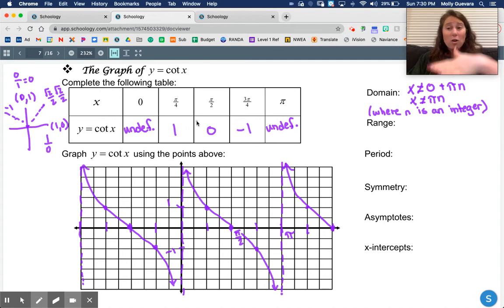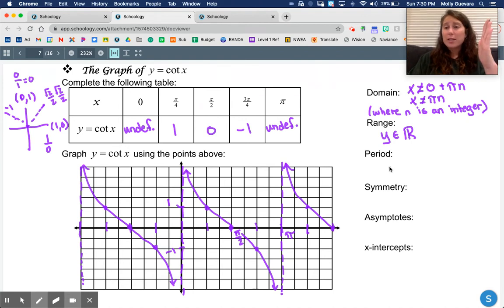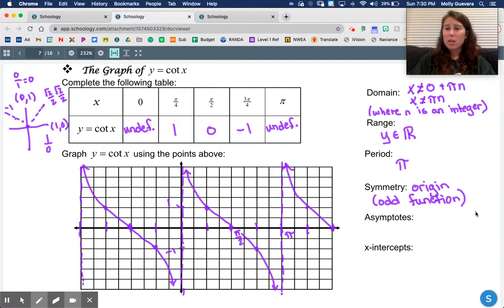For my range, I go all the way down from negative infinity up to positive infinity. So my range here is all real numbers. The period, how long does it take to go from one asymptote to the other? We go from 0 to pi, so the period is pi. There is rotational symmetry around the origin, so this is an odd function. So the only ones that are even are actually cosine and cosecant.